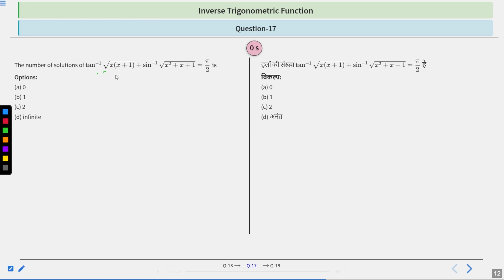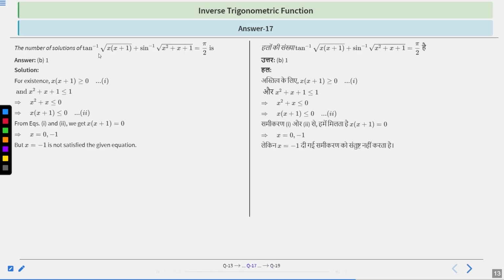Okay, let's move to the solution part. Now, for the existence of these equations, we know that anything under the root will always be greater than or equal to 0, right? Therefore, for existence, x into x plus 1 is greater than or equal to 0, equation 1, and root of x square plus x plus 1 is less than or equal to 1, right? Clear? Because the domain of sin inverse is less than or equal to 1 and greater than or equal to minus 1, right? And it is obviously greater than or equal to minus 1 because this expression is always greater than 0, right?